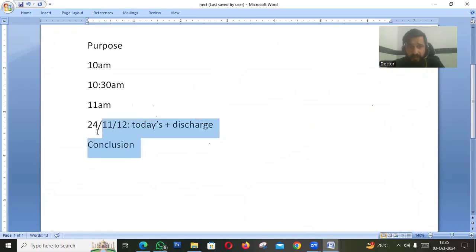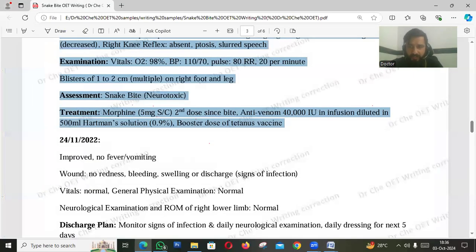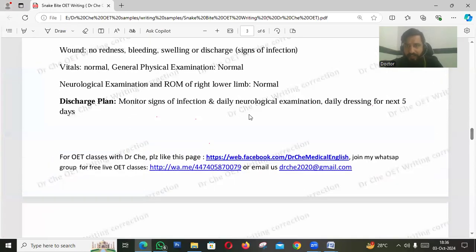I have a question. Yes, please. Does the GP need to know everything that has happened for the patient, including the first aid and everything that has been going on in the hospital? Yes, briefly. This is a discharge letter. We cannot just say, okay, this patient was bitten by a snake and now he is stable, and we are sending this patient home, just do his dressing daily and whatever is written. Do dressing, monitor for infection, do neural examination. No, this is not the discharge plan. I mean the provisional diagnosis and each and everything, but briefly.